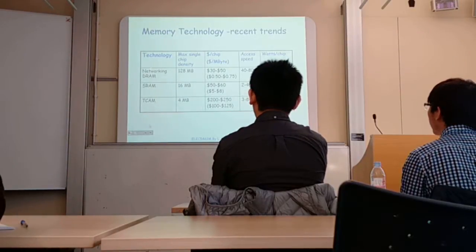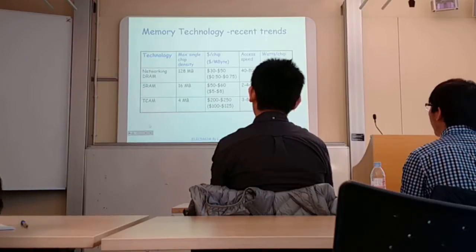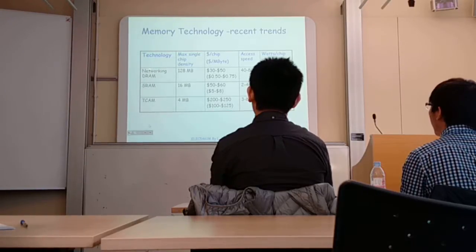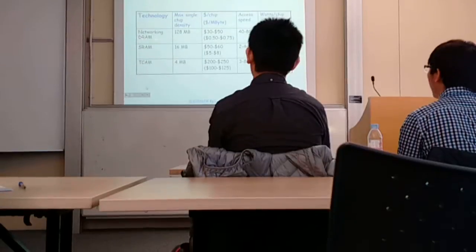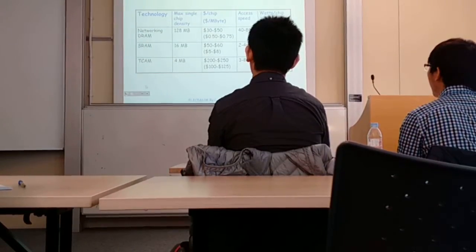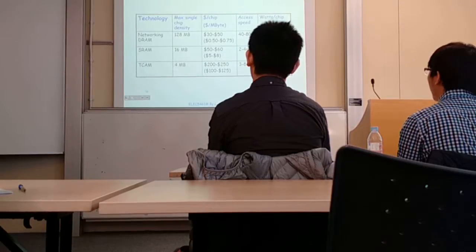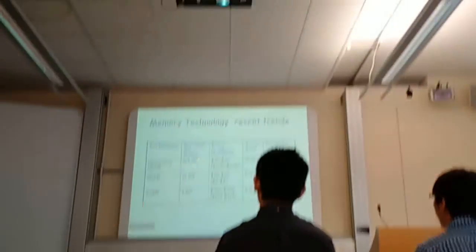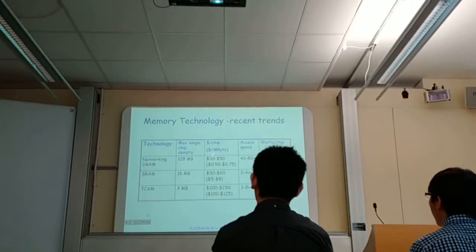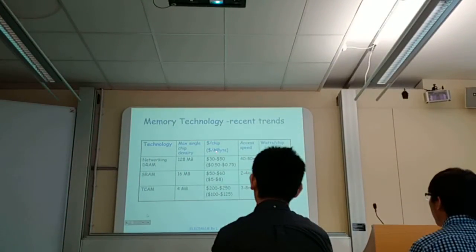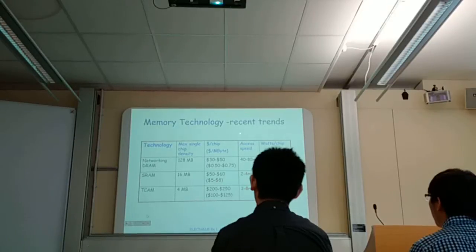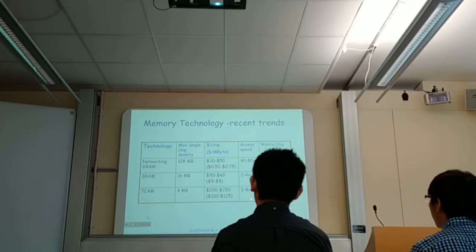These are some costs: memory technology and trends. It gives you the technology type, TCAM, networking DRAM, or SRAM, and what you can have in a single chip of this type. So you can go in a single chip to 128 gigabytes or 16. And this is the price per chip per megabyte. This is the access speed, very important. You can see that the TCAM is the fastest, SRAM next, and then networking DRAM. It also gives you the power consumption, which is again extremely important.